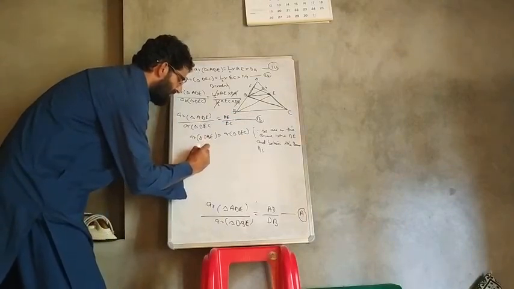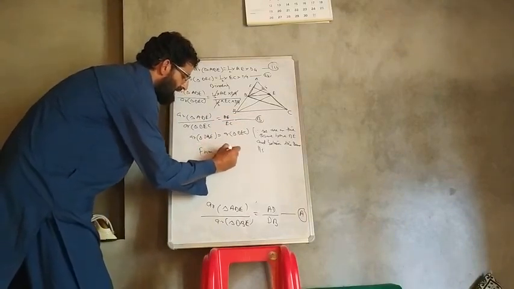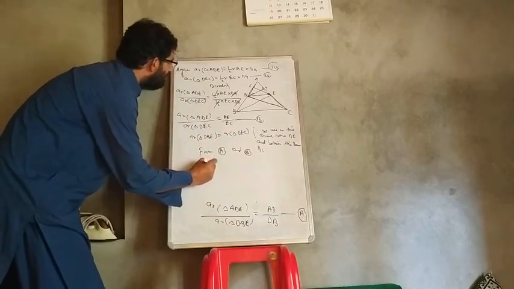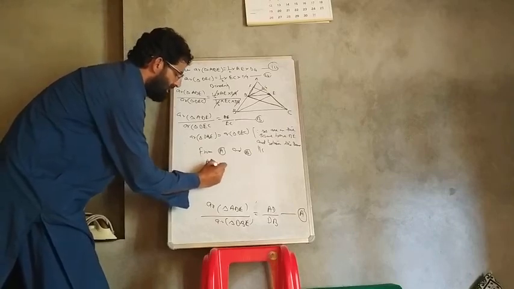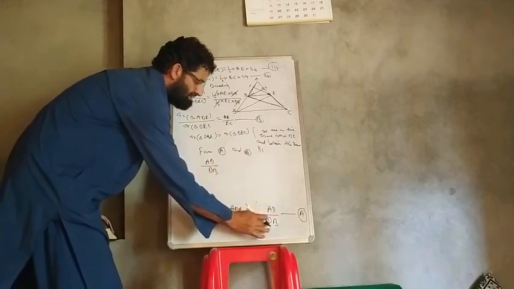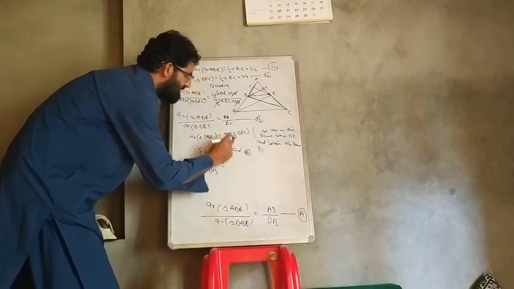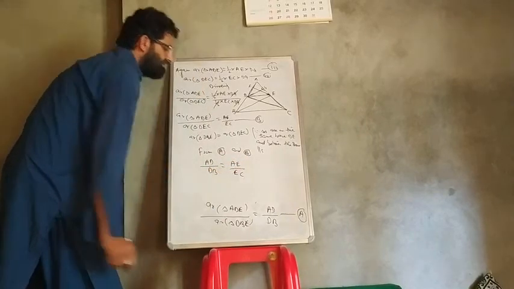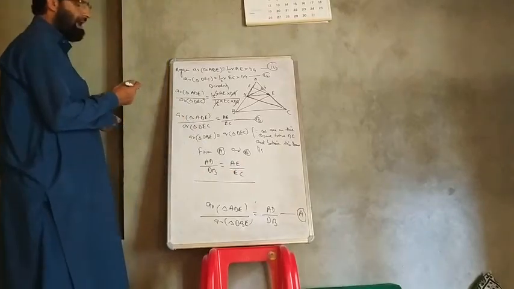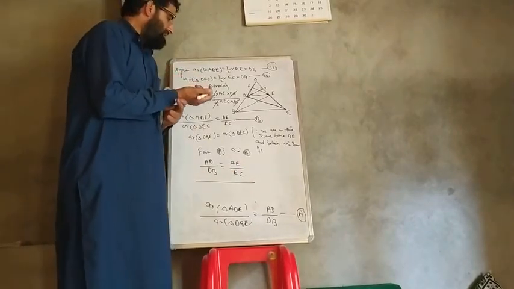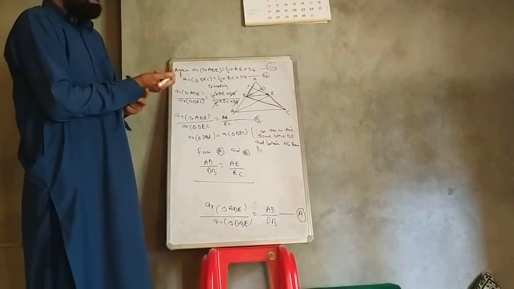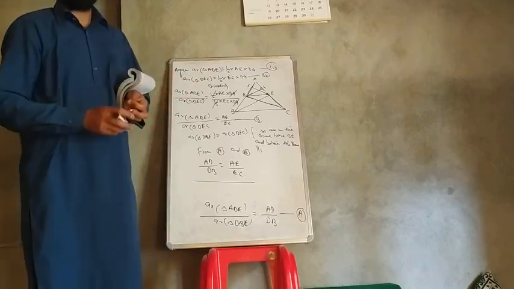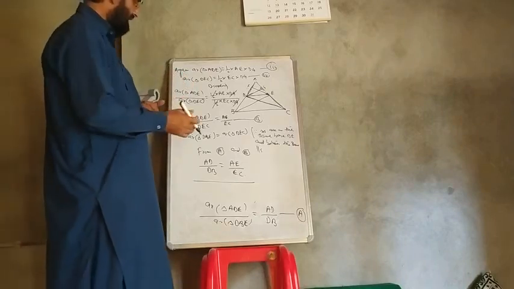So comparing from equation A and B, we get AD divided by DB, the right hand side of this equation, is equal to the right hand side of this equation, AE divided by EC. This was to be proved. So if a line is drawn parallel to one of the sides of a triangle, then the other two sides are divided in the same ratio. This was the basic proportionality theorem, or we call it Thales theorem, a very important theorem.